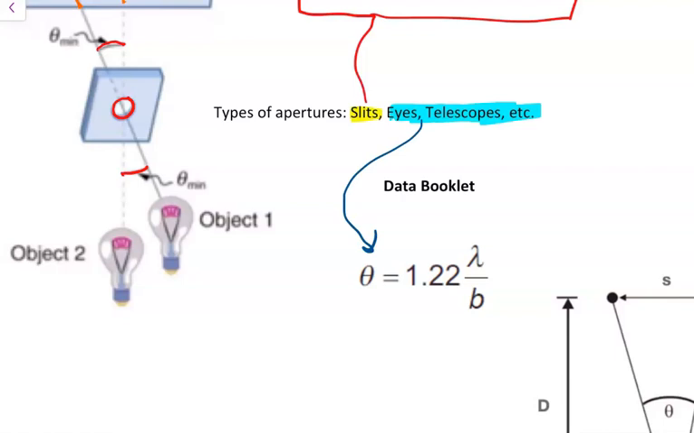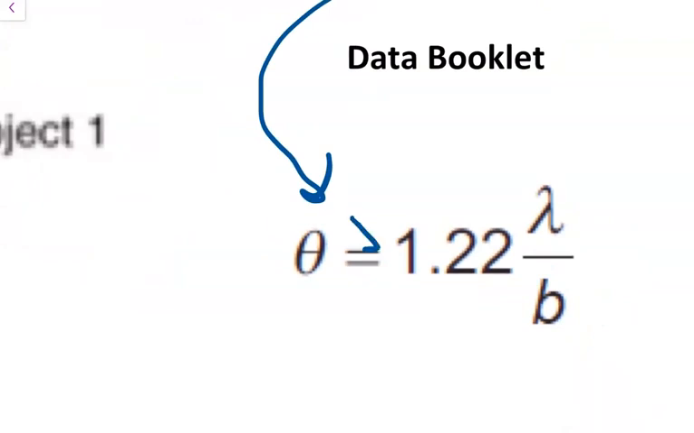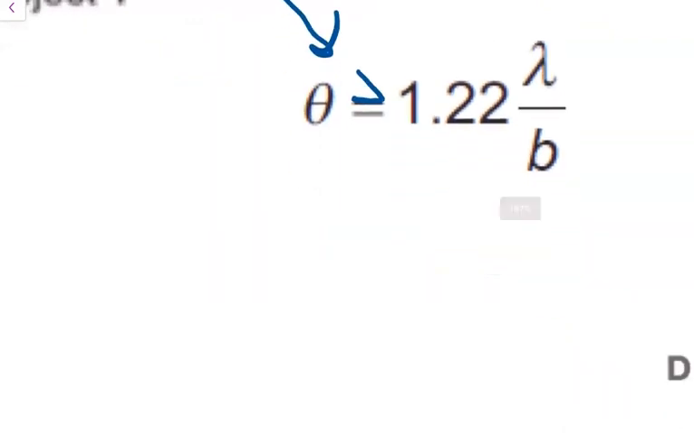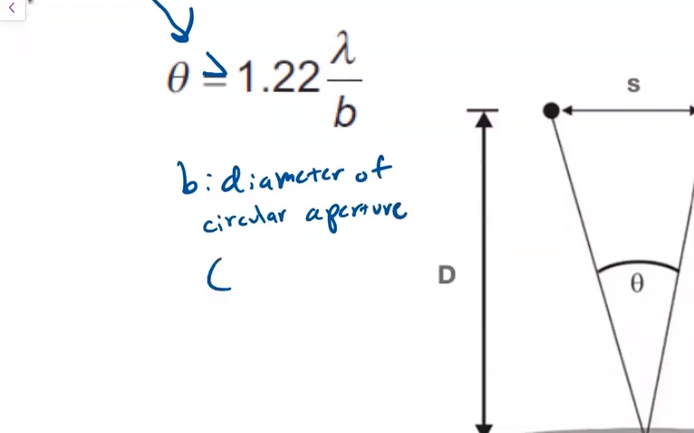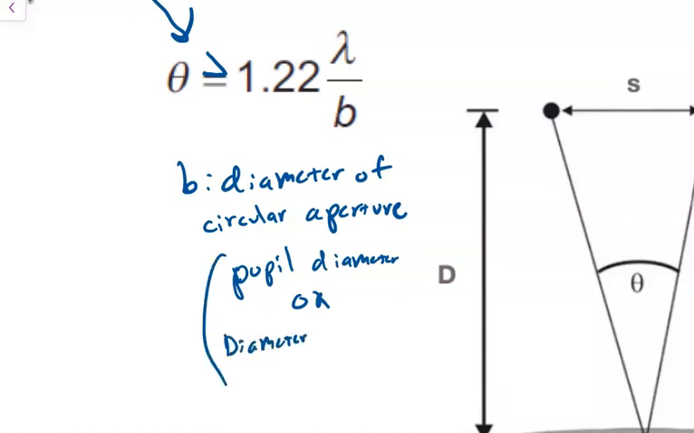Now, they also say this theta is equal to, but then again, that's just another issue with IB, because technically there should be a greater than or equal to 1.22 times lambda over b, where b is not a slit width anymore, it's the diameter of the circular aperture. So this could be, for example, the pupil diameter, or the diameter of a telescope. Those are some examples of what we could use for b.